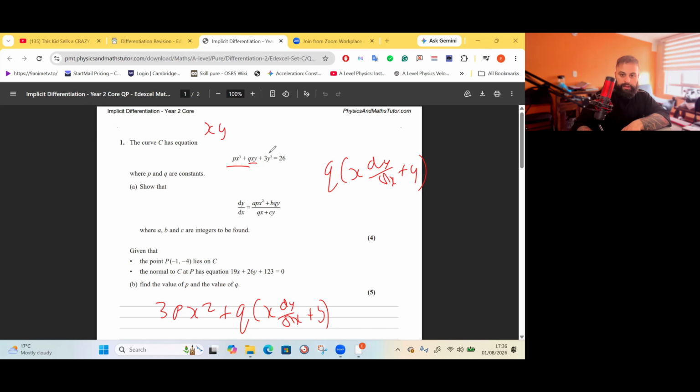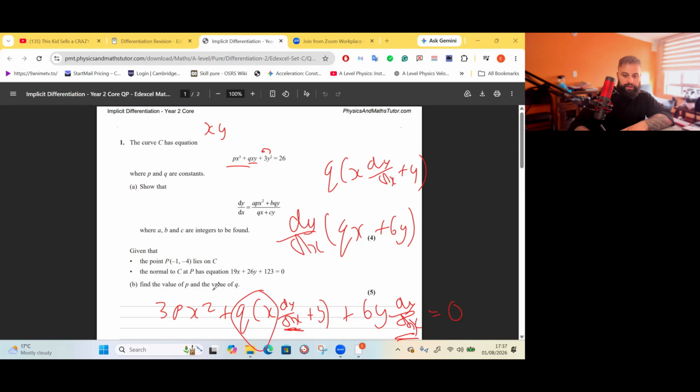Then what you have to do is expand the bracket and factorize by dy by dx. Let me just factorize by dy by dx. I got dy by dx in 2 locations. So I put qx over here, and I put 6y over there. And I'll move this to the other side. And q times y is qy, which I'll also move to the other side. So both of those become negative, and then I'll just have to divide by that on the other side.